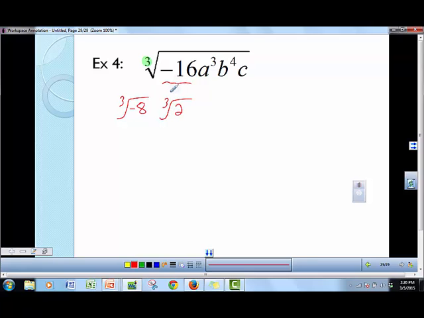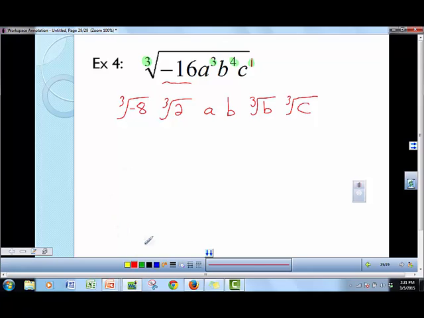And let's go ahead and use the index rule to simplify all our variables. So 3 goes into 3 evenly once, so that means we can simplify an a without any a's being left inside the cube root symbol. 3 goes into 4 evenly once, which means we can simplify a b, but that one remainder means we're going to have to write a b underneath the cube root symbol. And since this is c to the first power, 3 does not go into 1 evenly, which means we cannot simplify out any c variables, so we're going to rewrite c underneath the cube root.